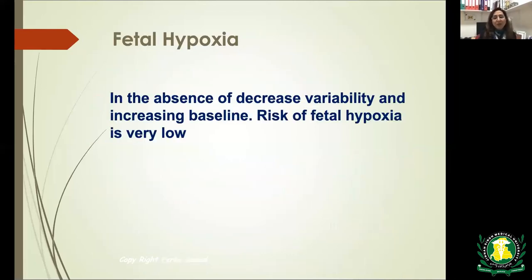Remember that if there is no decrease in variability and there is no increase in baseline, that means this baby might not have hypoxia, because the baby has to release catecholamines and the baby has to supply the brain. And if the brain is getting good blood supply, it's unlikely this baby will have hypoxia.